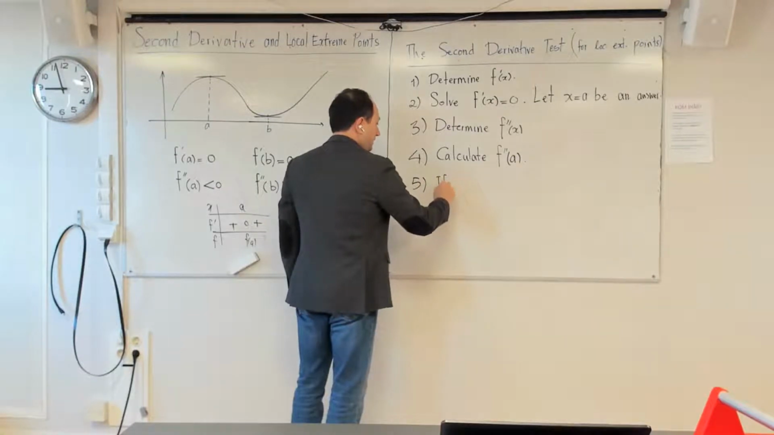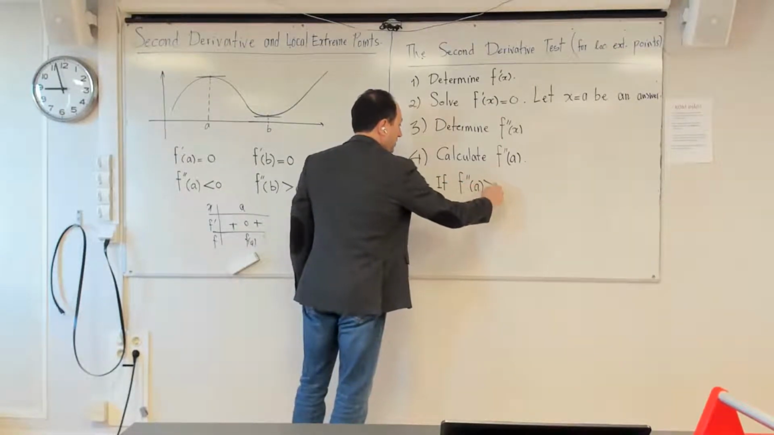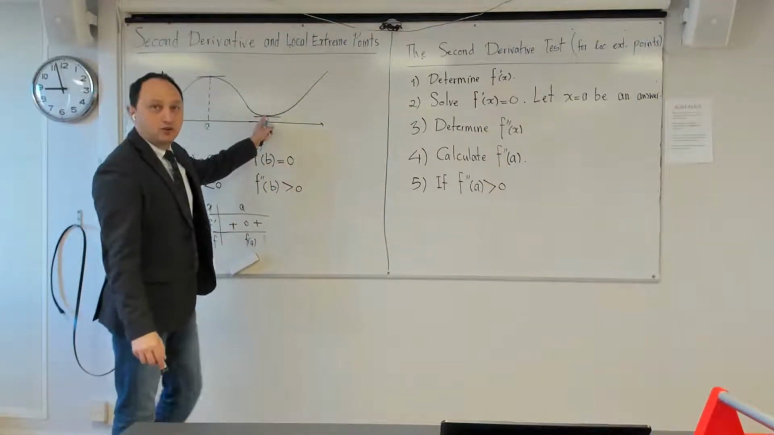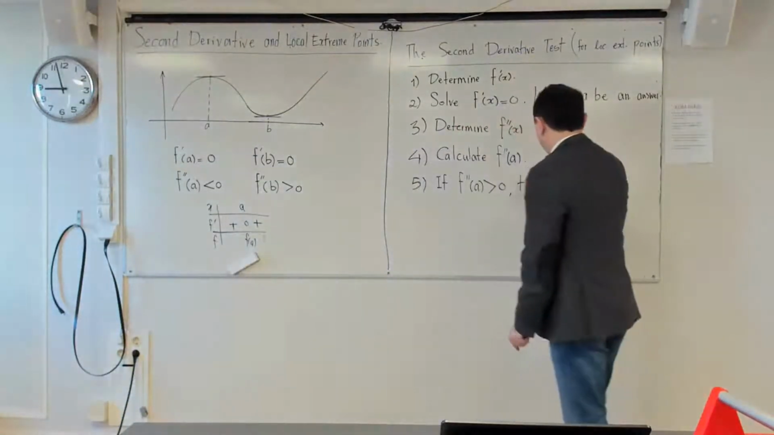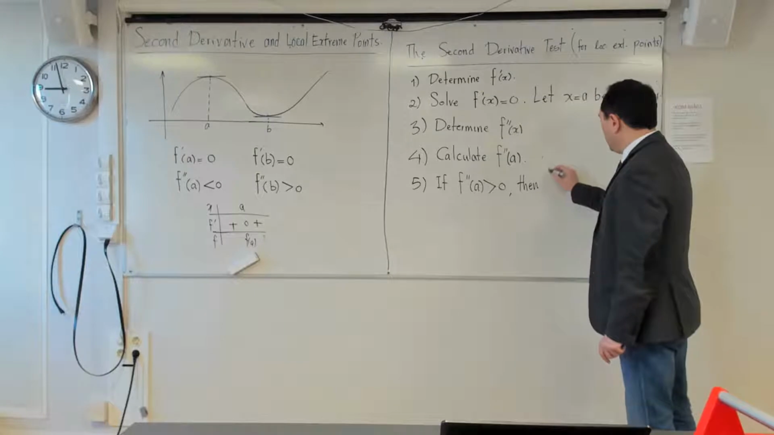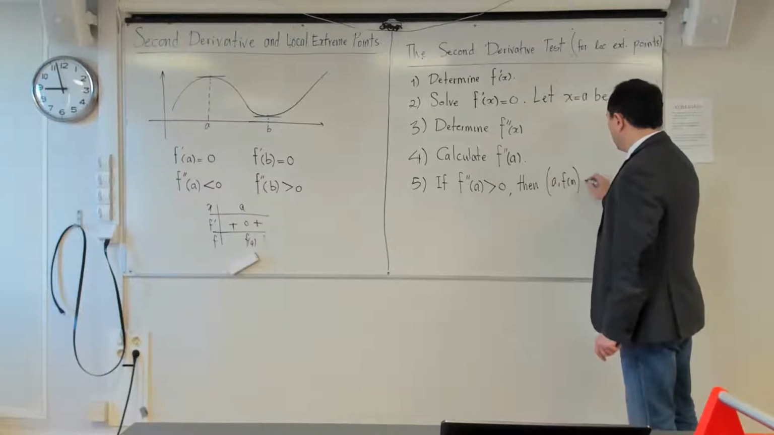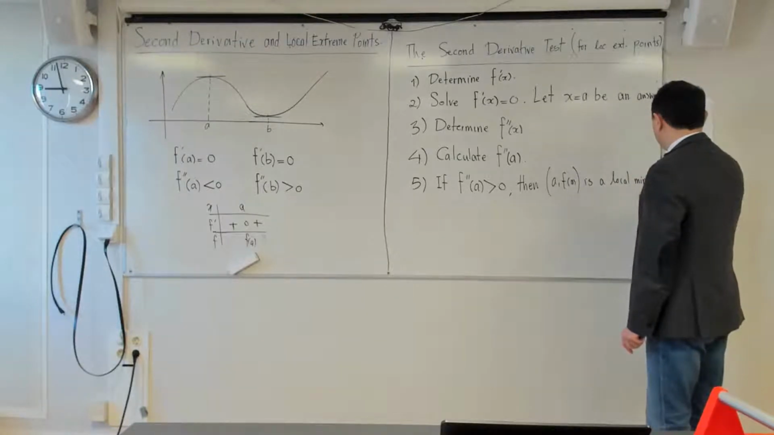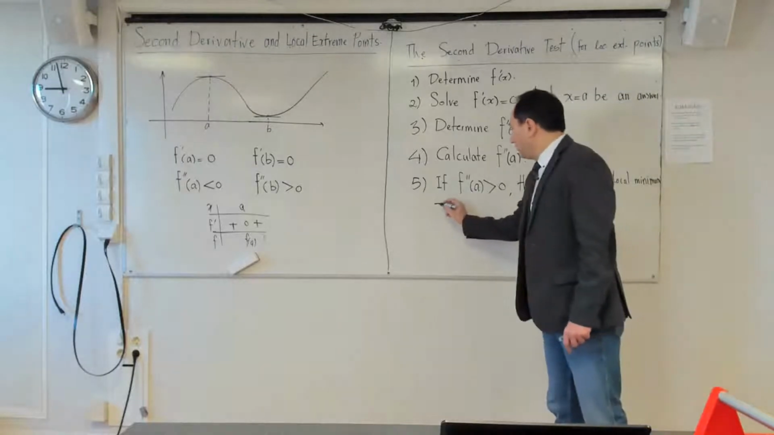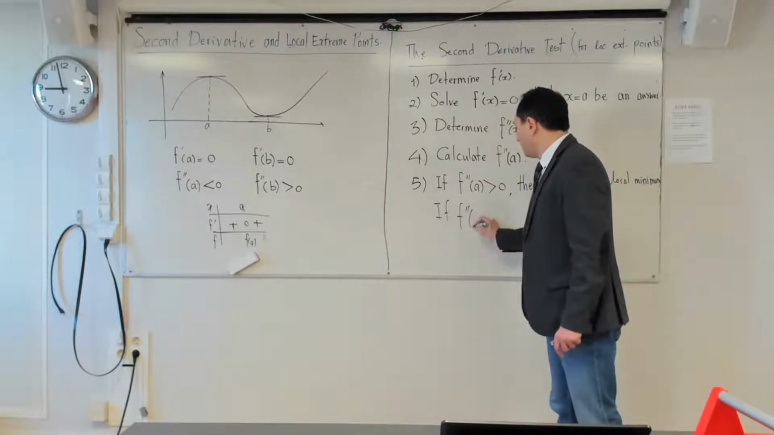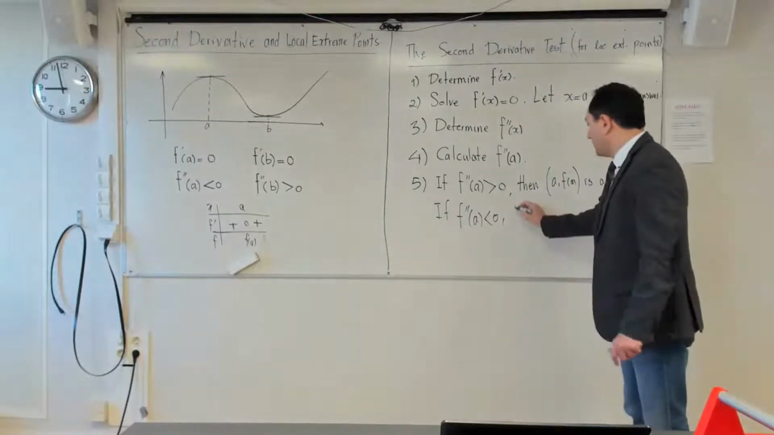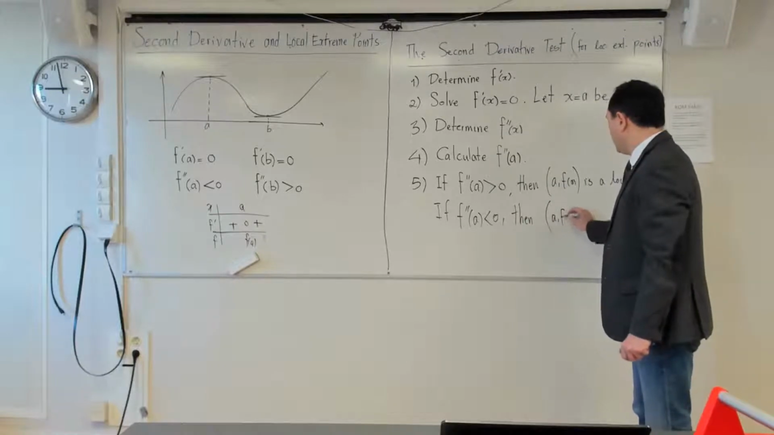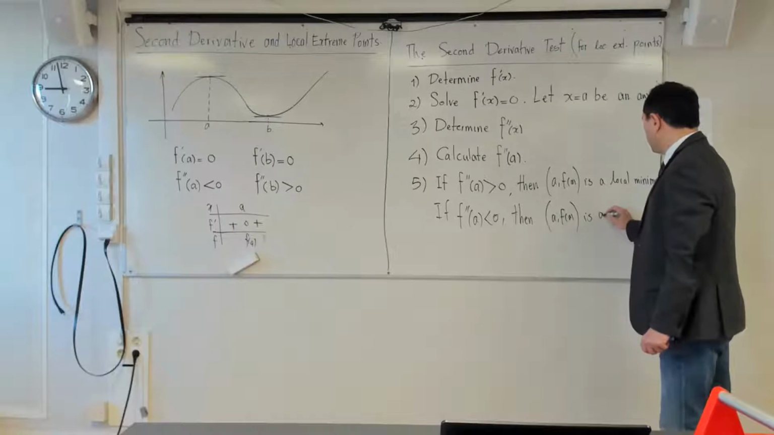if f double prime of a is positive, so it means that the second derivative is positive, I am facing a local minimum point. If this, then a and f of a is a local minimum. Yes? If f double prime of a is negative, then I am facing the first situation. Then the point a and f of a is a local maximum.